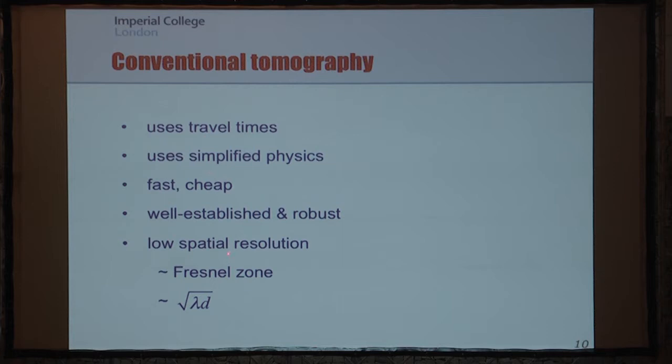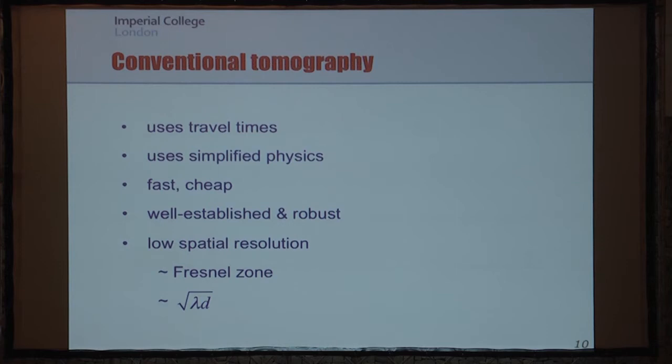But the big disadvantage of conventional tomography is that it has quite low spatial resolution, and the spatial resolution is fundamentally limited to be of the order of a Fresnel zone. And the Fresnel zone is shown here. It's the square root of the wavelength of the data times d, where lambda is the wavelength, the seismic wavelength, and d is some measure of the distance that this energy has travelled, so how far the energy has travelled from source to receiver in the subsurface. So for many experiments, this is quite a large number, and the travel time tomography cannot see inside that scale length. It can't separate the details of the velocity model on scale lengths smaller than this. So cheap, fast, easy to use, but its resolution is very limited.